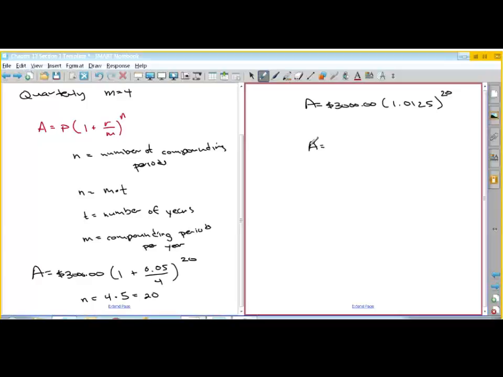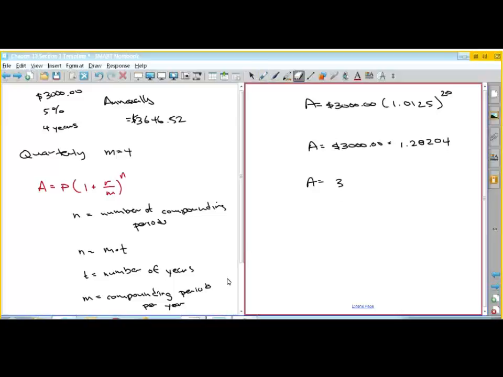So 1.0125 raised to the 20th power is 1.28204. And multiplied by 3,000, you get 3,000. Did I do something wrong here? Something seems wrong. Hold on a second.